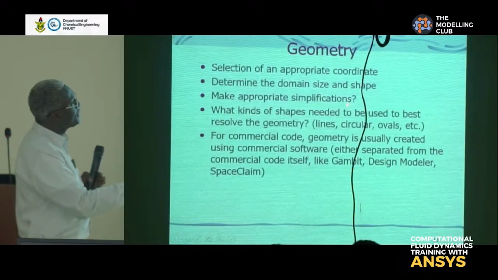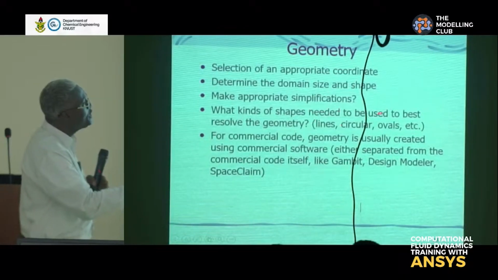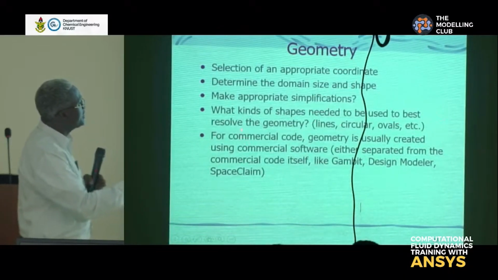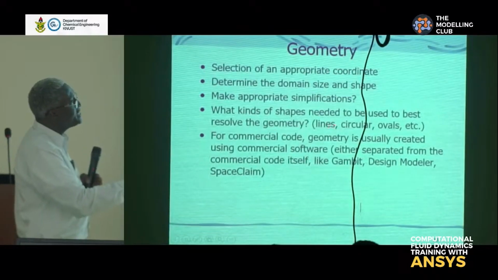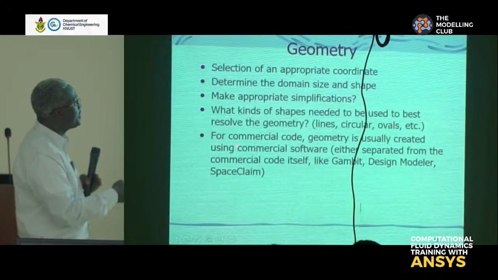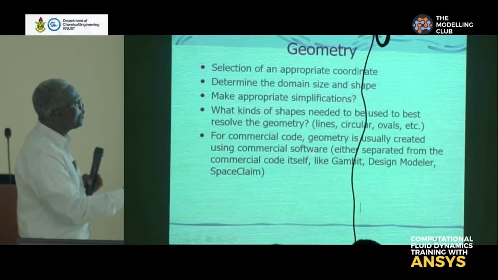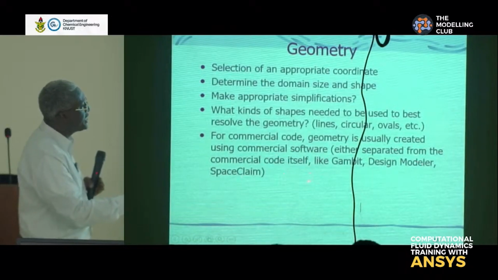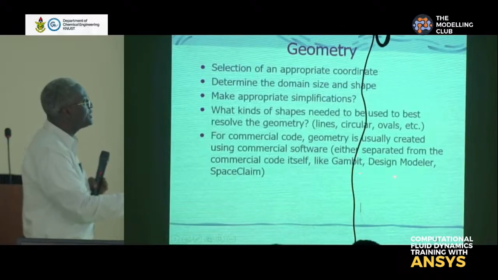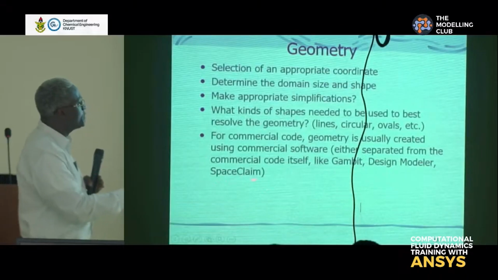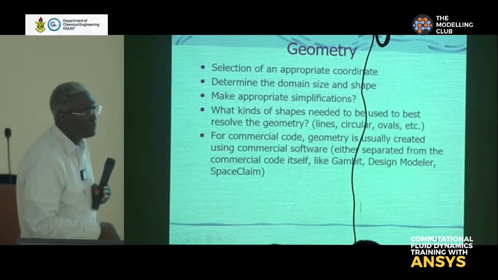Make appropriate simplifications. What kinds of shape needed to be used to best resolve the geometry, lines, circles, ovals, etc. For the commercial code, the geometry is usually created using the commercial software, either separated from the commercial code itself, like Gambit in Fluent, or the design modeler in SpaceClaim. Okay?